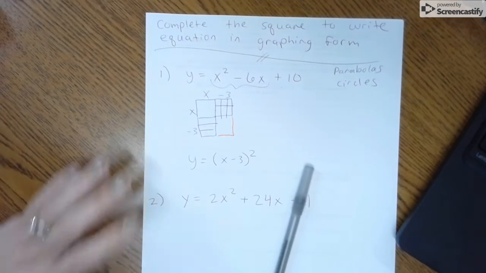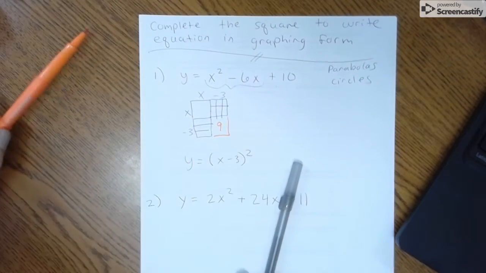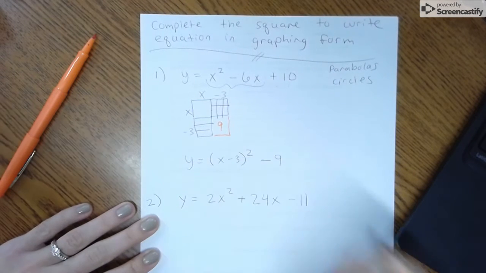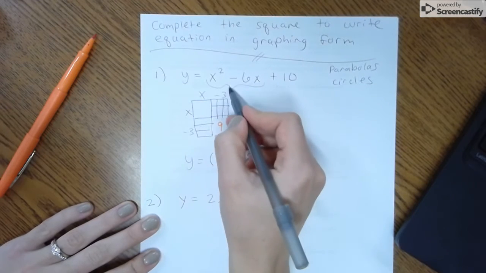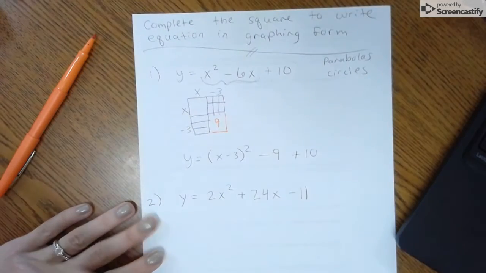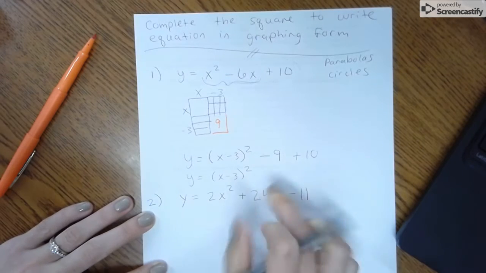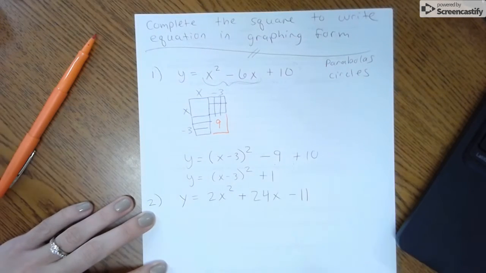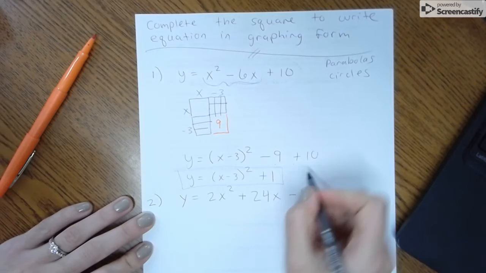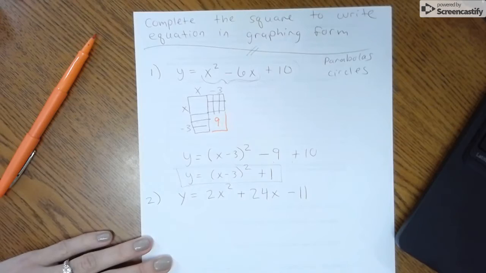Now there would be 9 pieces that go here because 3 times 3 is 9. But again, I don't have those 9 pieces. So what I'm going to do to balance it is subtract them off. And then since I was only working with these two terms, I just need to carry this down. So plus 10. And then just simplify. So y equals x minus 3 squared, and then -9 plus 10 is 1. So this would be our final answer. So the locator point would be 3, 1, and the a value still matches the original a value.